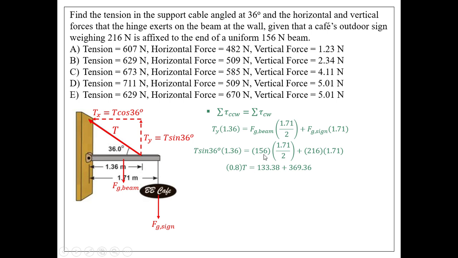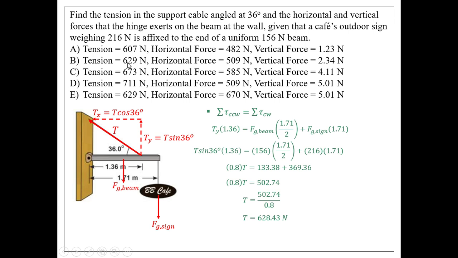And then 156 times 1.71 divided by 2 will give you about 133.38. And then likewise 216 times 1.71 gives you about 369.36. As you can see, these are just two coefficients on the right, so we can just combine them by adding them. You add them, it gives you about 502.74. On the left side is 0.8T, so to solve for T, divide both sides by 0.8. So you're going to get that to be about 628.43 newtons.